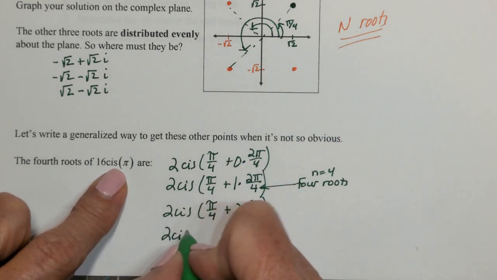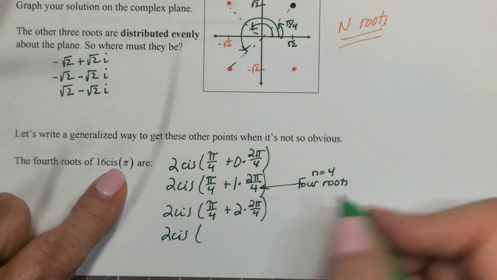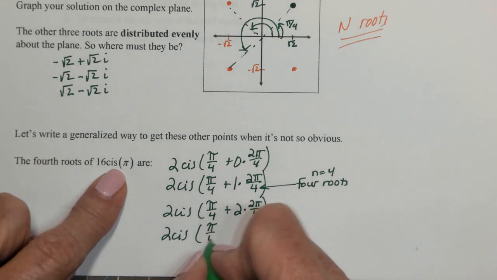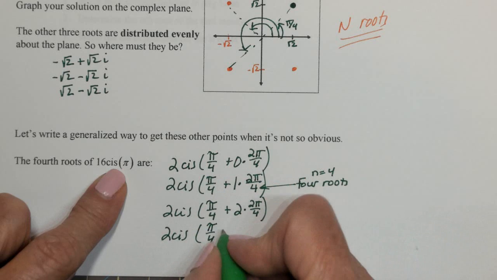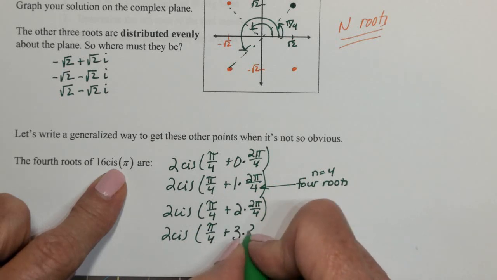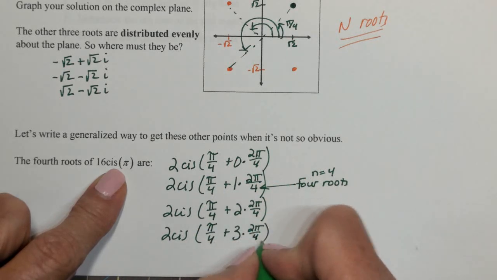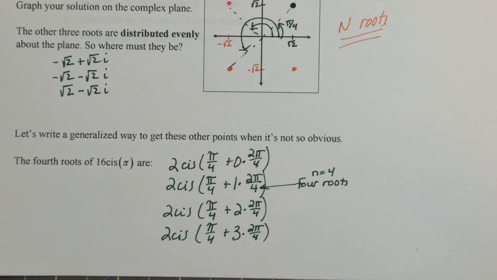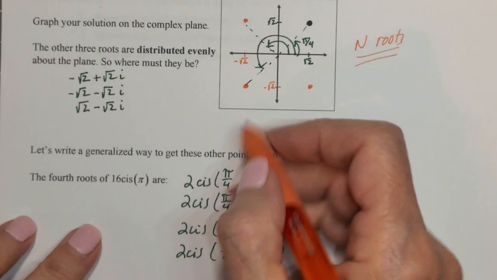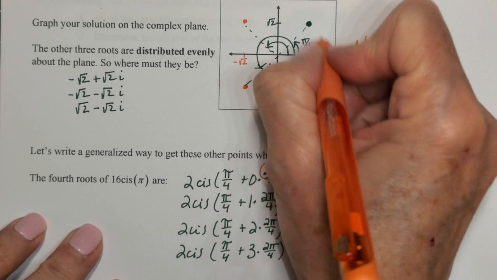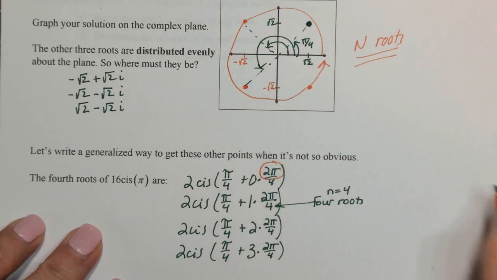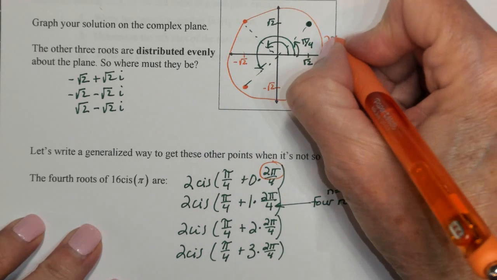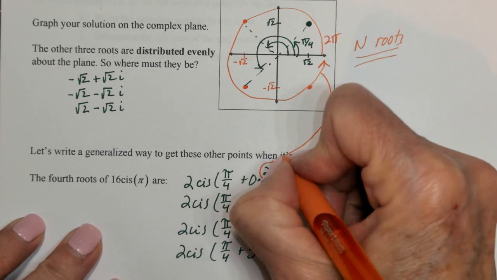And then for my last one, I need to add another pi over 2. So my initial pi over 4, and then another pi over 2, which is 2 pi over 4. This will always get me all of my roots, okay? 2 pi, because that's how far we go to get around the whole thing. That's 2 pi. That's this one.